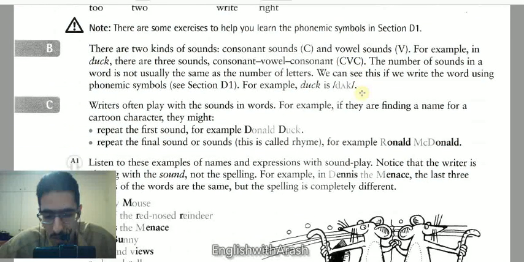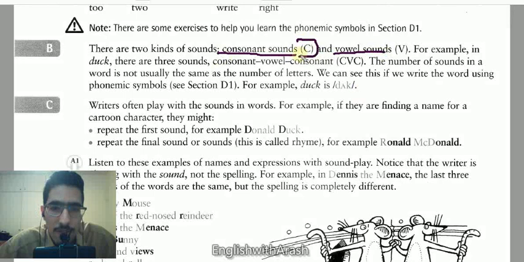There are two kinds of sounds, consonants and vowels. In this book, we are going to use C for consonant and V for vowel. Now, what is that? Let me write an example here.